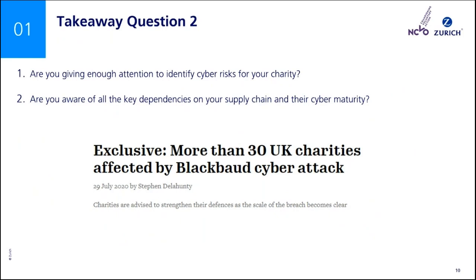Or next time when you buy a product or you share data with a third party, will any one of you check how good the third party is with their cyber maturity? I will say you should.